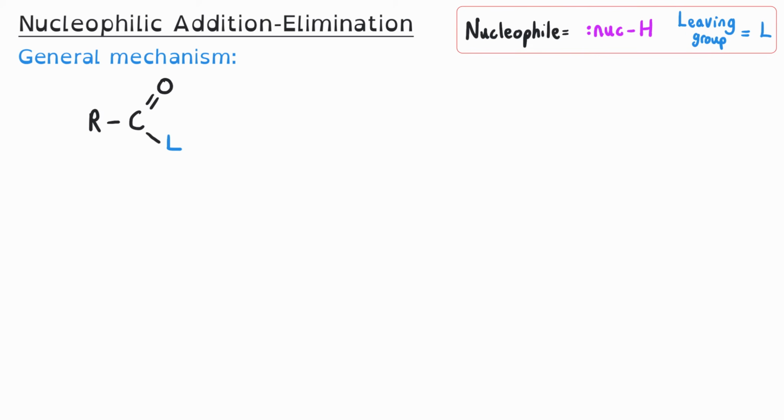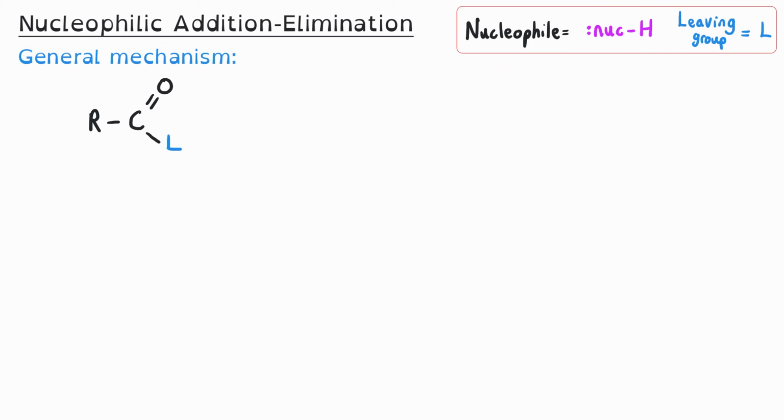If I generalise and I use my acyl chloride or acid anhydride or my ester represented in this way, where we've got the carbonyl group and the carbon chain, and we've got L representing the rest of the molecule, which might be a chlorine, it might be an OCH3, or it might be the rest of an acid anhydride. This together is generalised and referred to as a leaving group, so I'm giving it the symbol L.